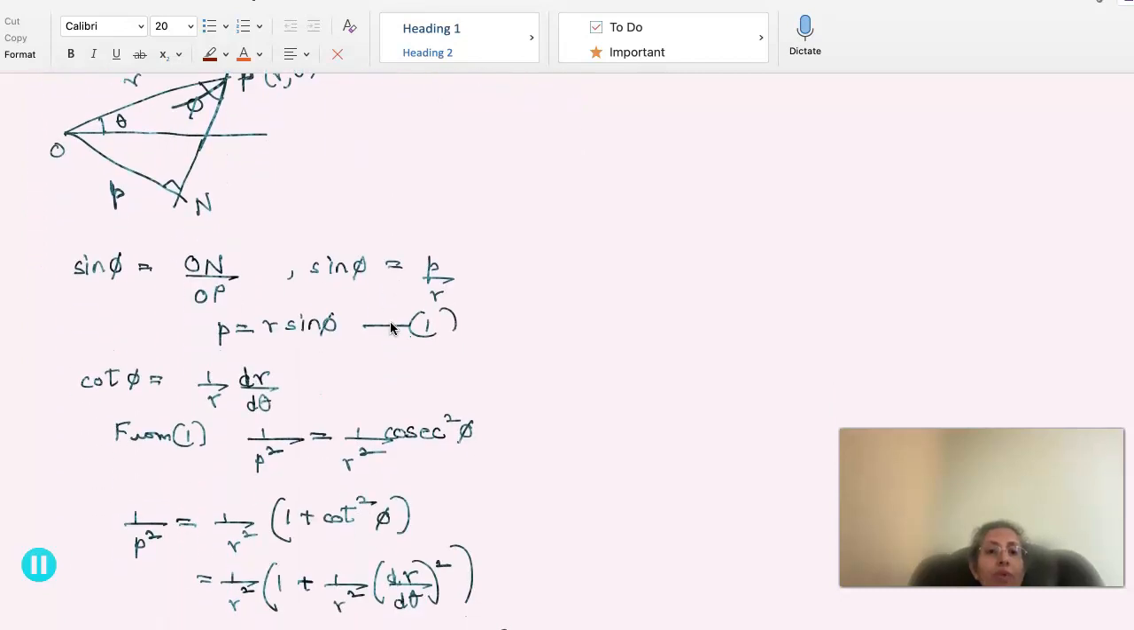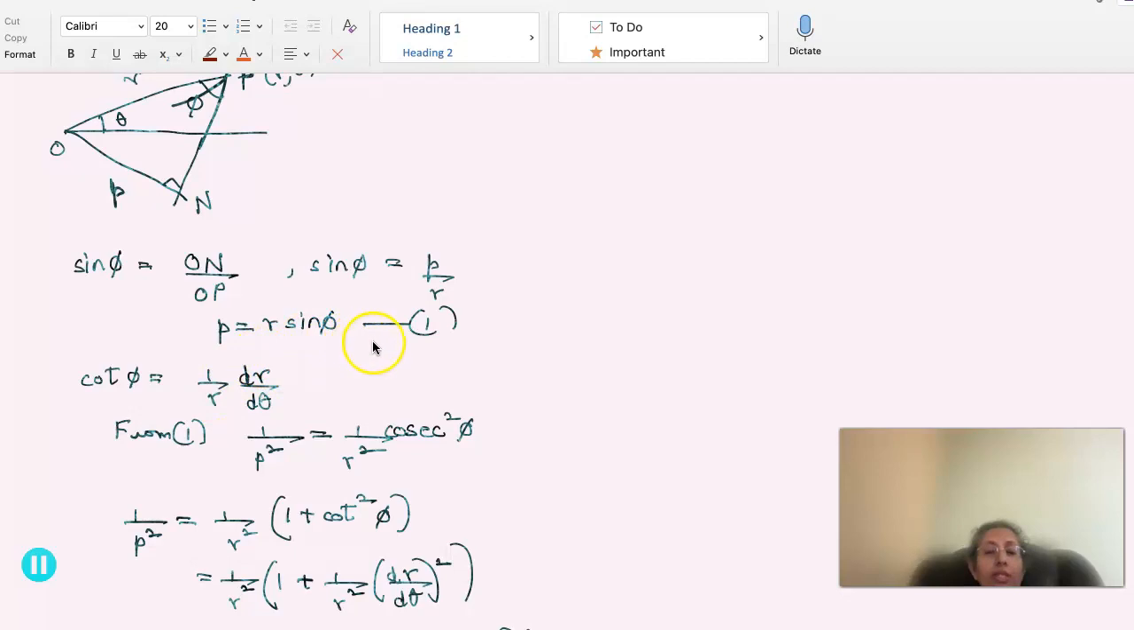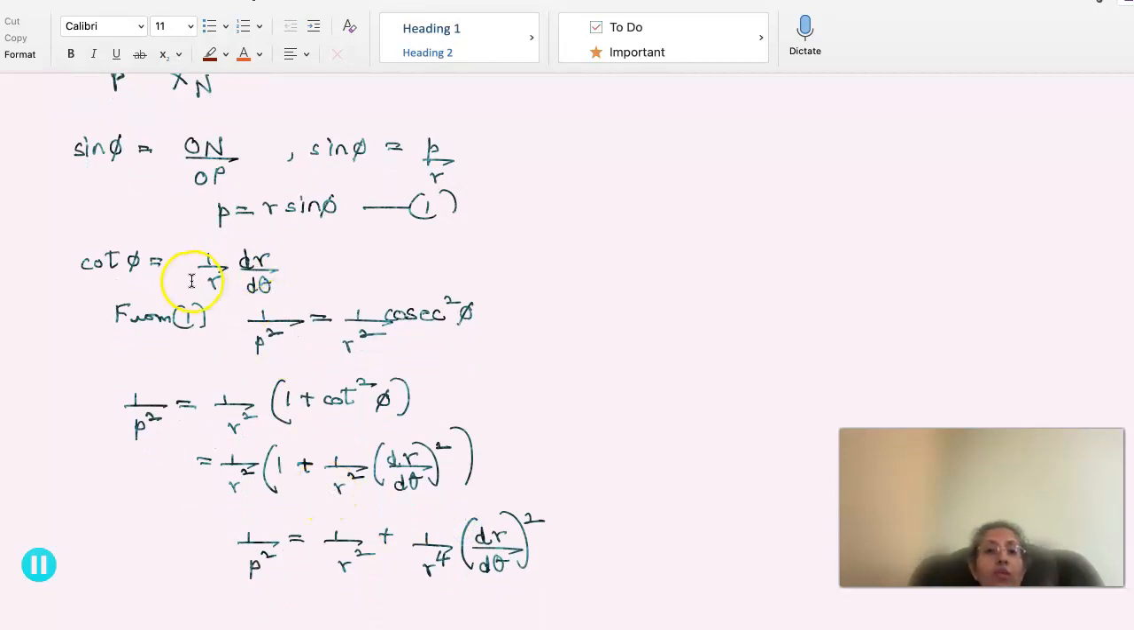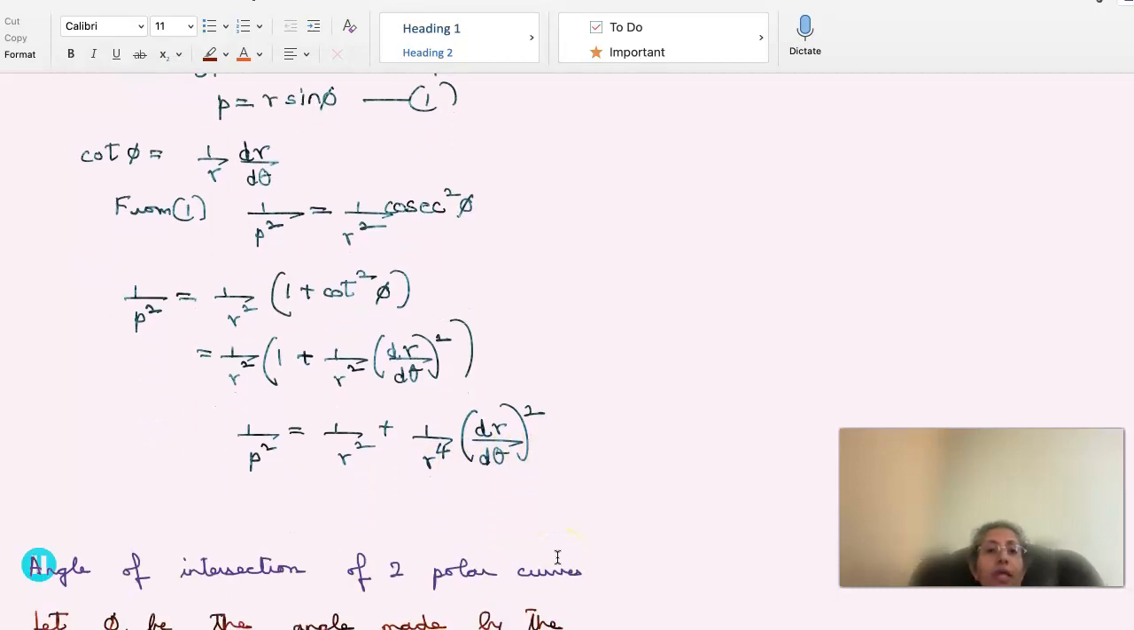So from P equals r sine phi, take the reciprocal. We get 1 by p squared is 1 by r squared cosec squared phi. Now what is cosec squared? 1 plus cot squared. So it becomes 1 by r squared times 1 plus cot squared phi. And cot phi is 1 by r dr by d theta. So substituting here, you get 1 by r squared plus 1 by r squared times 1 by r dr by d theta the whole squared. So you get 1 by r squared plus 1 by r raised to 4 dr by d theta the whole squared. And this is another important formula which you need to remember.